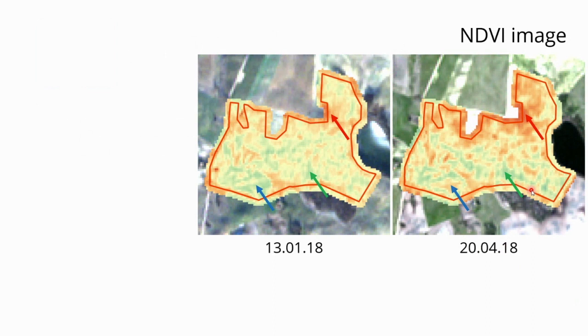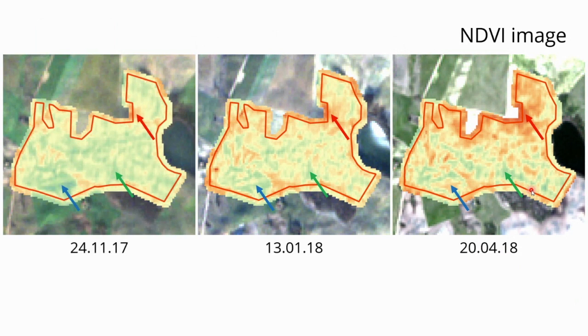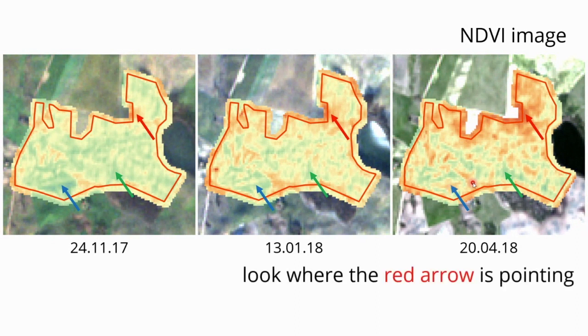Well, we are in May or in April of 2018, and we can look back. We can use the image from January, but we can use also the image from November last year. So, for example, here we can see that it was in good condition before winter. It's in bad condition after the winter. So it was probably bad wintering, some freezes. But when we look at this red arrow, we can see that this was in bad condition before.